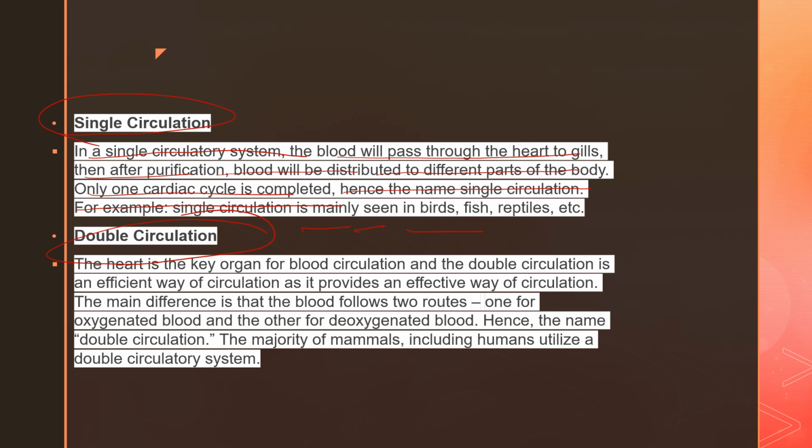Now for us human beings and the majority of the mammals, what is happening? The heart is the key organ of blood circulation, and double circulation is an efficient way of circulation. The main difference is that the blood follows two routes, one for the oxygenated blood and the other for the deoxygenated blood. It's not a simple process. It's following two routes, one for oxygenated and one for deoxygenated, and hence the name double circulation has been given. The majority of the mammals, including humans, utilize a double circulatory system. So we will now discuss how a double circulatory system works.